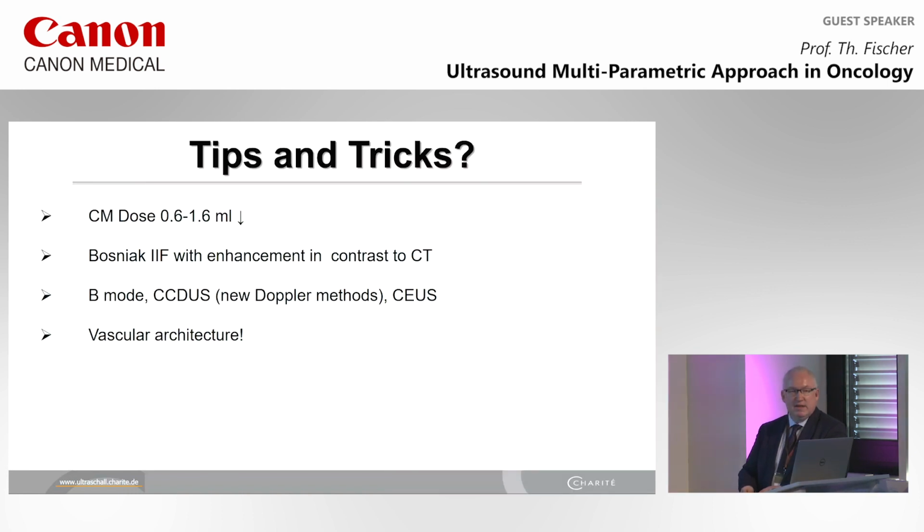So some tips and tricks. If you deal with the kidneys, I think it's very important with your high-end system to reduce the dose. Sometimes 0.6 milliliter are enough, especially if you deal with these tiny septic lesions or cysts. So this is, I think, very important.